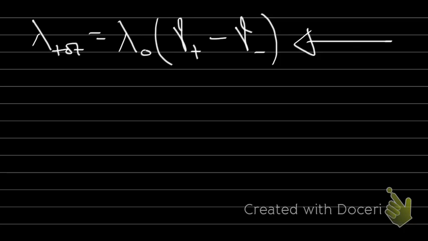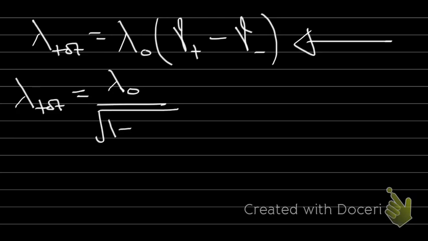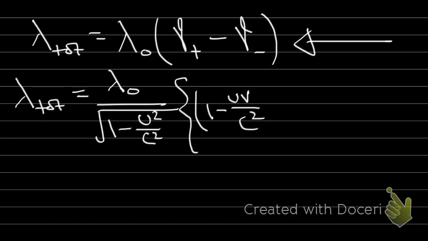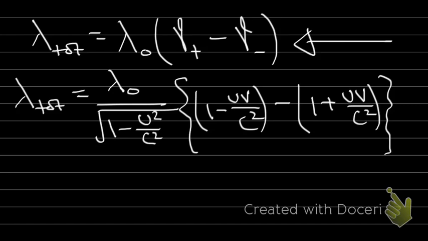So your lambda total, or the total charge density, would then be equal to lambda naught over the root of 1 minus u squared over c squared, times, 1 minus uv, let me write it down properly, this is u, this is v, over c squared, minus, for your gamma minus you had 1 plus uv over c squared, right? And then let's close these curly brackets.